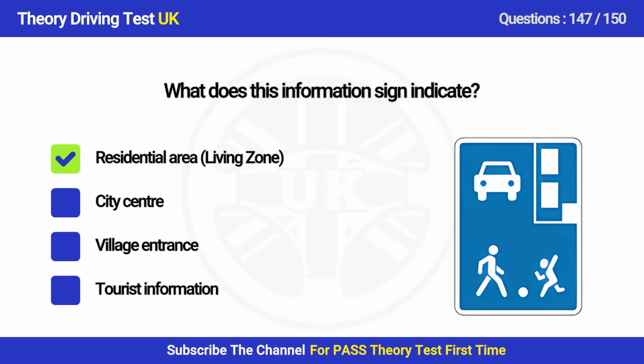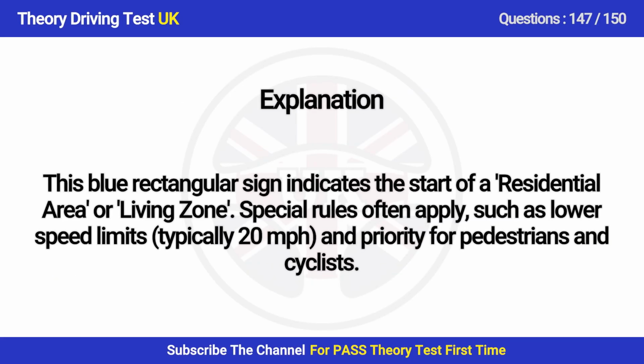Answer is A, residential area living zone. This blue rectangular sign indicates the start of a residential area or living zone. Special rules often apply, such as lower speed limits, typically 20, and priority for pedestrians and cyclists.